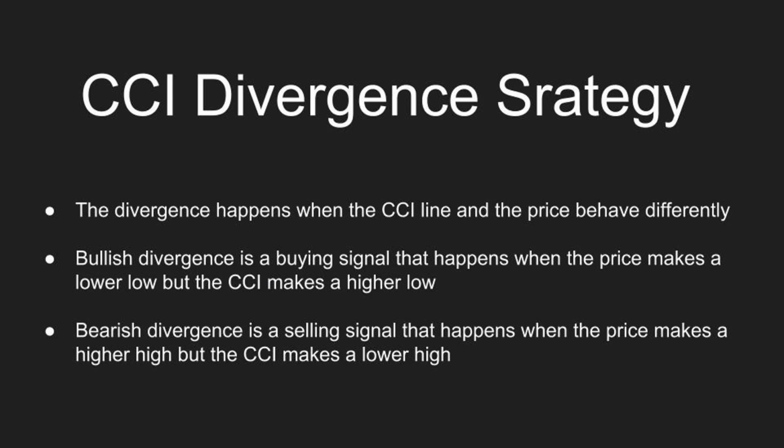Now we will talk about the second method, which is the divergence strategy. It is very similar to the one we used with the RSI, and it happens when the CCI line and the price behave differently. The bullish divergence happens when the price is making a lower low, however the CCI is making a higher low. It indicates that the down momentum might change now and it's a buying opportunity. In a bearish divergence, the price makes a higher high while the CCI makes a lower high, suggesting that the up movement is about to reverse and it might be a good time to sell.